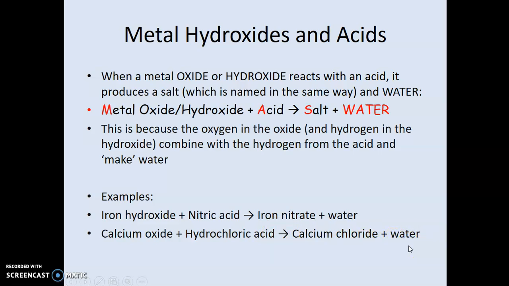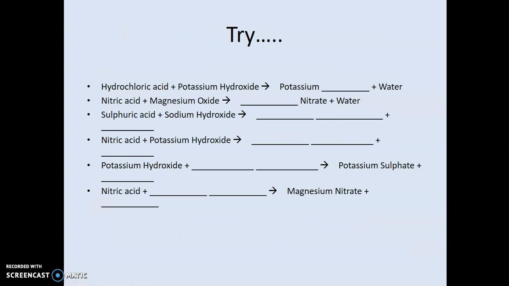Hope that's making sense. So have a go at these ones, pause the video and have a go, maybe write them down, or even just have a go at them in your head, and we'll check them.